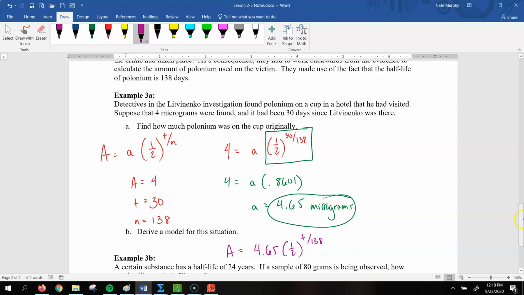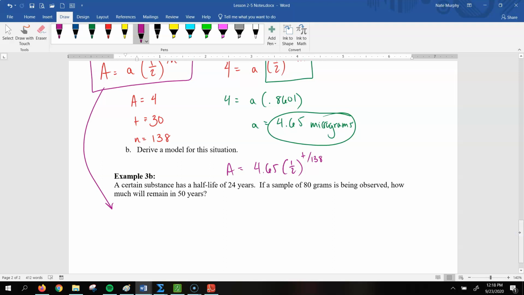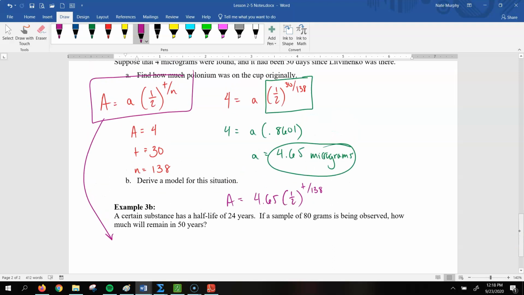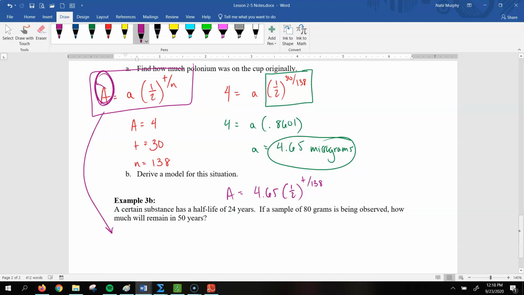All right. I want you guys to use, again, that general form, this one here, to answer this question. So this one here is a little bit easier, actually. It says a certain substance has a half-life of 24 years. If a sample of 80 grams is being observed, how much will remain in 50 years? So they give you everything we need to find out what we want to know, which is the total amount. We want to figure out how much will remain in 50 years. So in this problem, we're trying to find the capital letter A. So I want you guys to pause the video, plug the numbers into that equation, and find out how much would be left after 50 years.